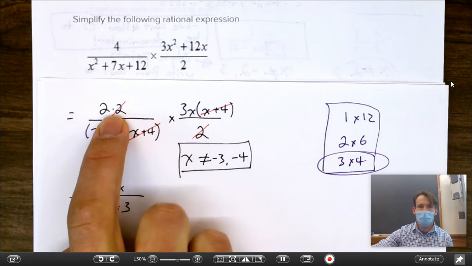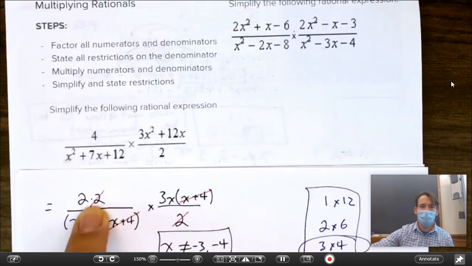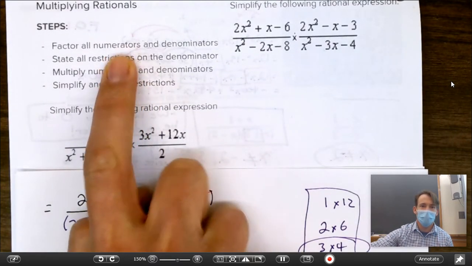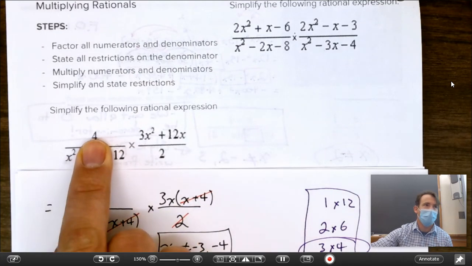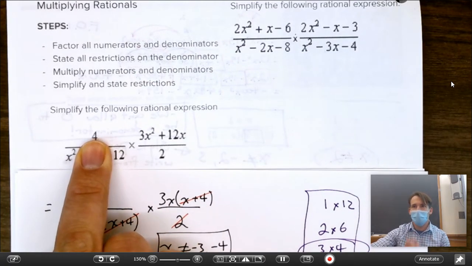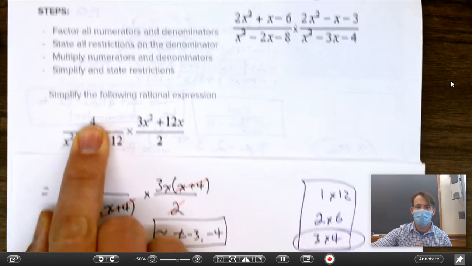Now, you don't have to do that. I just did that because I said, do you remember what I said? I said, factor all numerators and denominators. Can I factor 4? Sure, I can factor 4. But if it was 5, I can't factor 5. 5 is 5 times 1. 5 is prime.